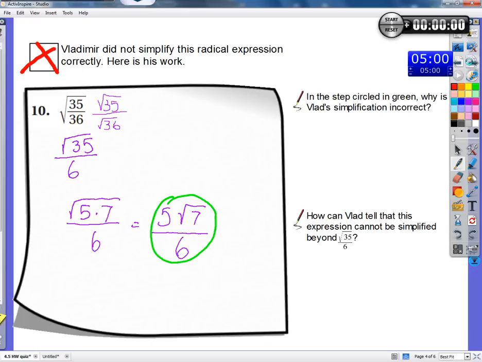Gordon? Because square root of 5 times 7 doesn't equal 5 times the square root of 7. Sure, they're just not equal. That's the part that's incorrect. This square root of 5 times 7 is not 5 times the square root of 7. Can we go further? Can we dive deeper and prove that they're not equal? So now using what we know about square roots, show that these two couldn't possibly be equal to each other.